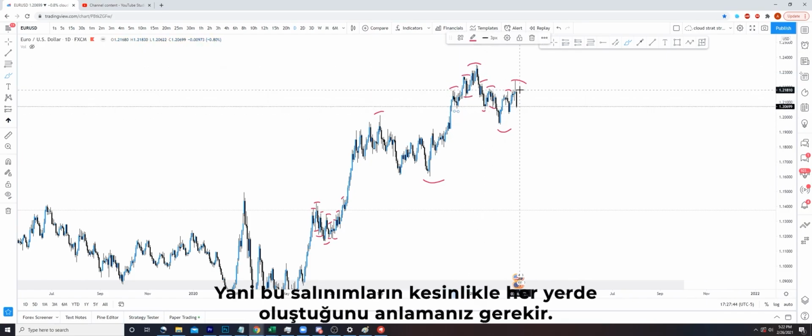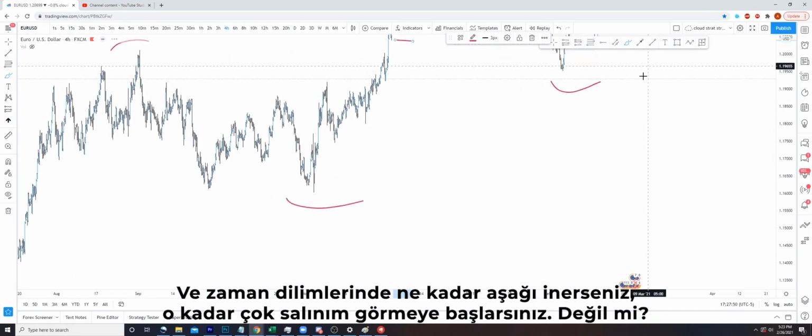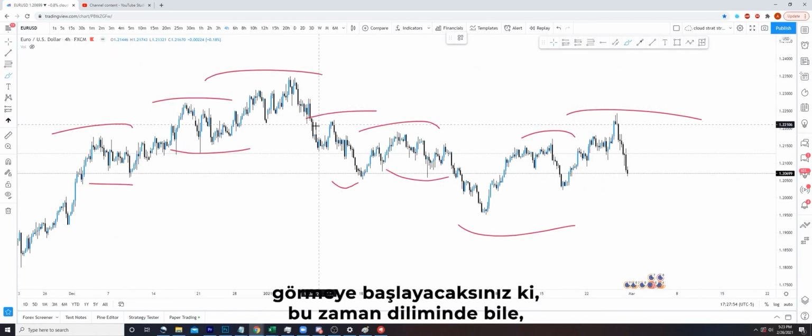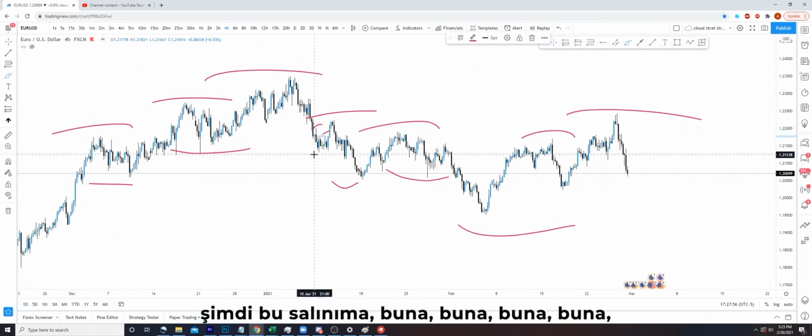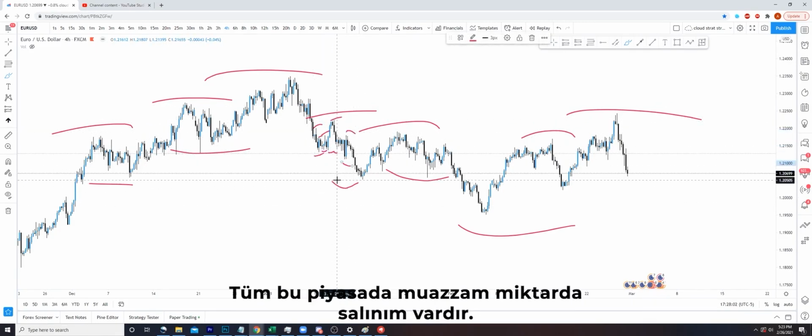So you have to understand that these swings occur absolutely everywhere, and the lower on time frames you get, the more swings you'll start to see. If we zoom into all those that we saw inside there, you'll start to see that even on this time frame, now we have this swing, this swing, and so on and so forth. There are a tremendous amount of swings in this entire market.